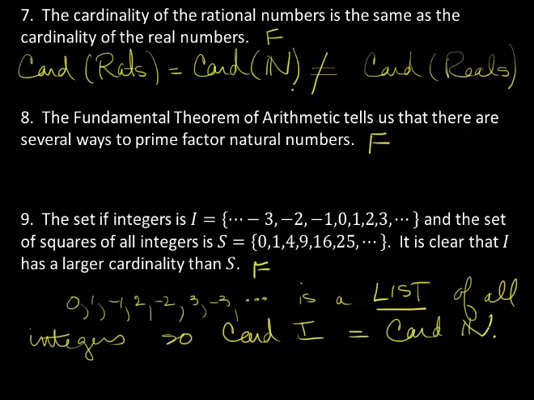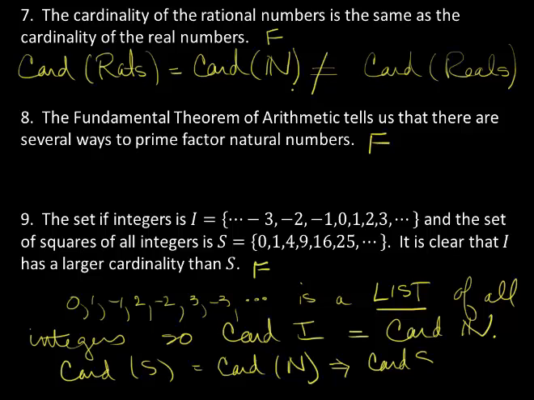Well, S is given to you as a list: 0, 1, 4, 9, 16, etc. So S is given as a list, and we could say clearly the cardinality of S then is equal to the cardinality of N. Therefore, they have the same cardinality. This implies that the cardinality of S is equal to the cardinality of I. They both have the same cardinality as the natural numbers. So it is not clear that I has a larger cardinality than S.